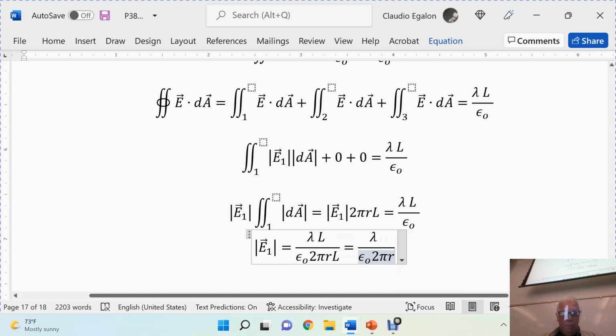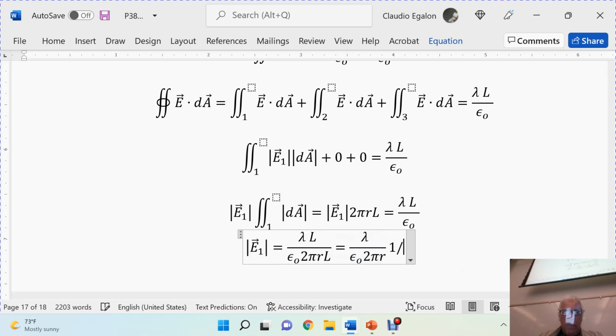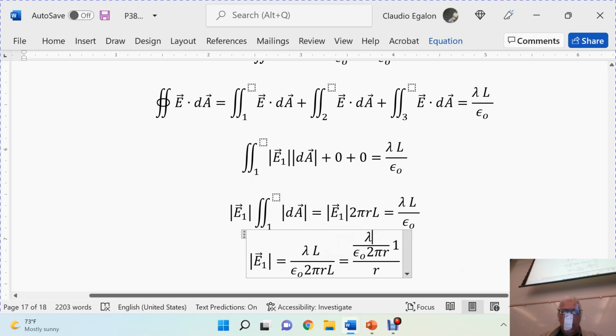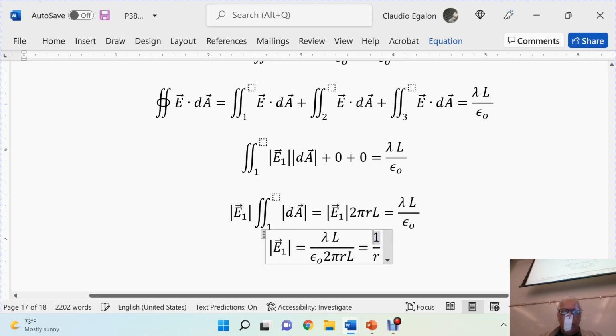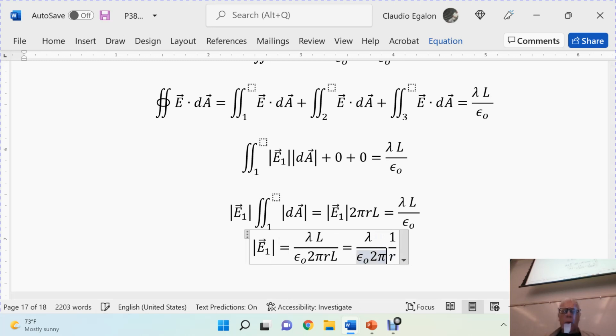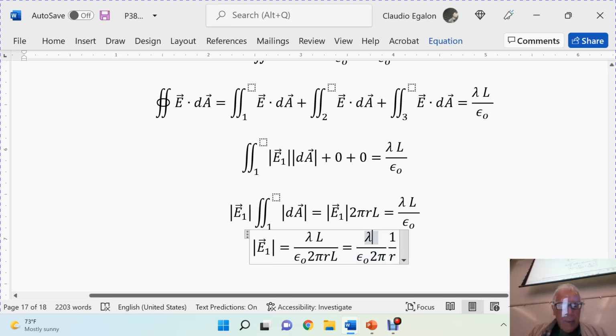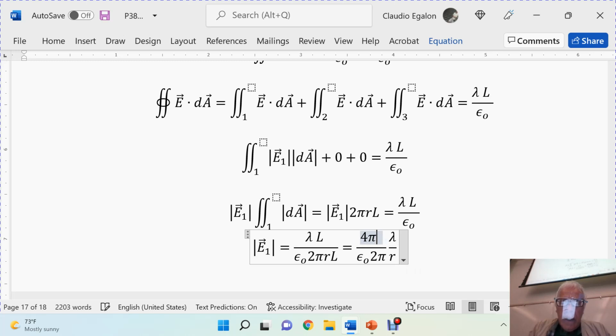Then let's see if I can place that in a better way. I'm going to put the R separately here. Okay, I will take this one out, put it here, and no R anymore. Lambda over epsilon naught. I can do it even better. We usually put the lambda at the top here, the numerator. We usually do it like that, and the epsilon naught we write here as 4 pi k.